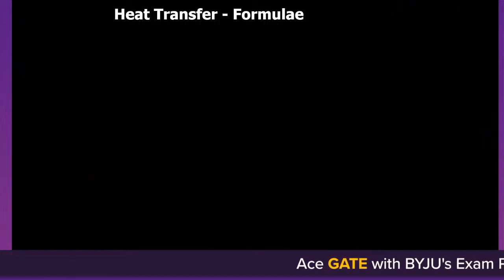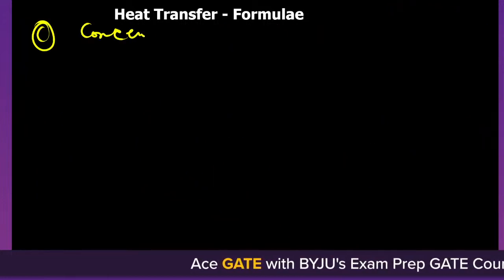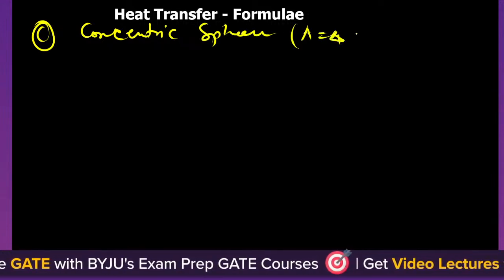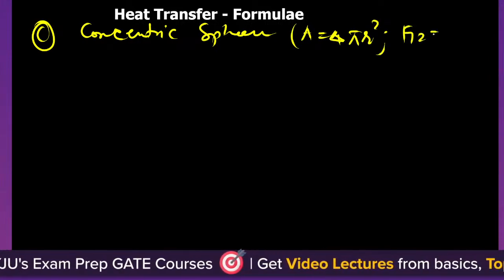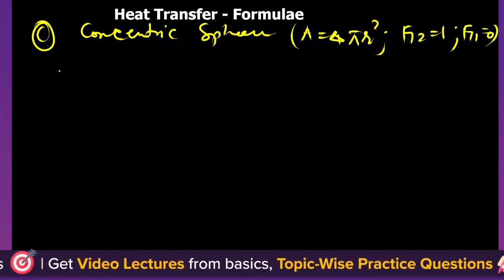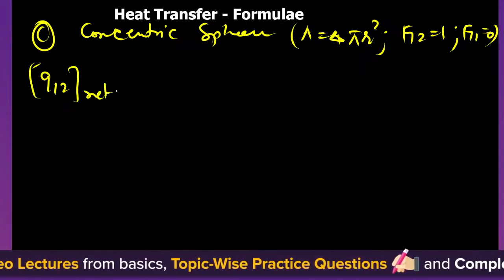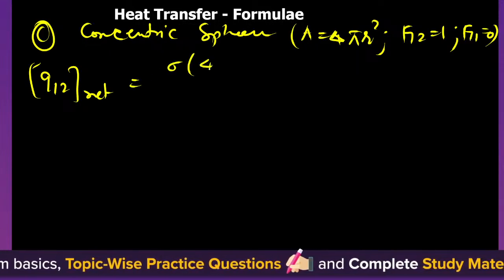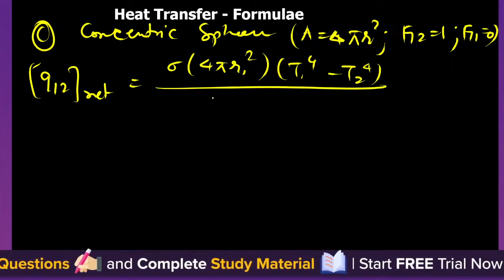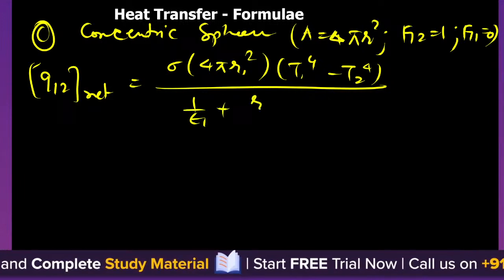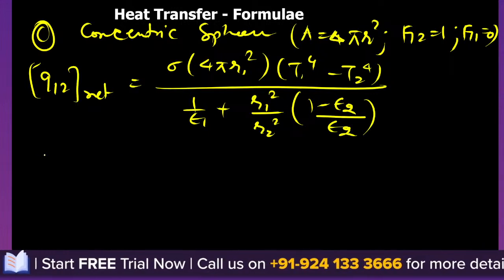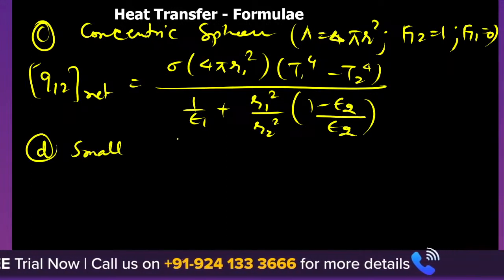And for concentric spheres, the area is equal to 4 pi R square. Here also F12 is equal to 1 because F11 is 0. For convex surface, self shape factor is equal to 0. So Q12 net is given by sigma into 4 pi R1 square into T1 to the power 4 minus T2 to the power 4 divided by 1 upon epsilon 1 plus R1 square by R2 square into 1 minus epsilon 2 upon epsilon 2. And a small body in a large enclosure.